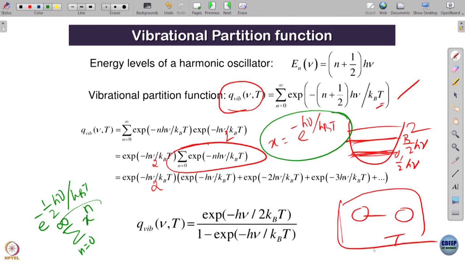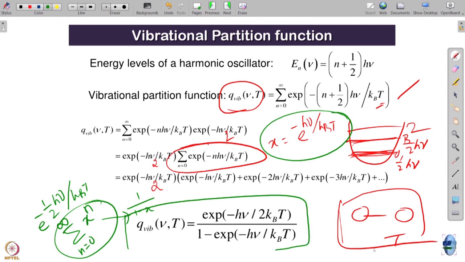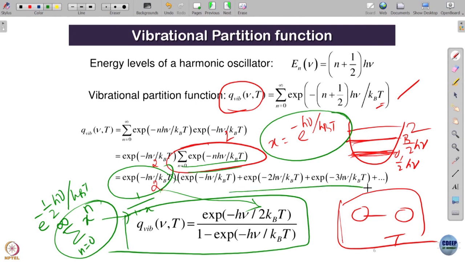And I know that this series, when x is less than 1, is nothing but 1 over 1 minus x, all right, and good. So now this becomes mine. So this h nu by 2 kBT is in front, and this sum, which is the geometric series, becomes 1 minus x, and x is e to the power minus h nu by kBT. So this is my partition function, beautiful and neat expression.